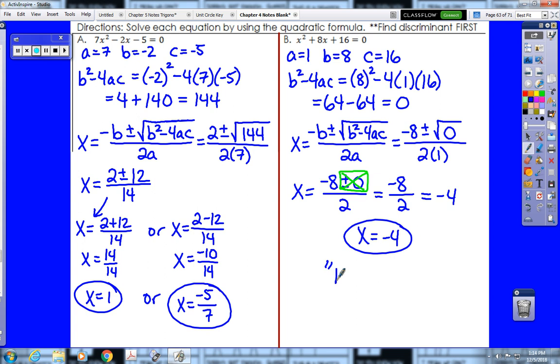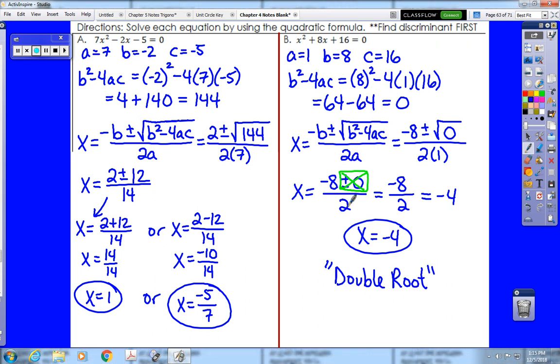Now technically that is what is known as a double root or double solution, because both negative 8 plus 0 divided by 2 and negative 8 minus 0 divided by 2 are negative 4. So that answer would technically occur twice. But this is why there's only one solution when the discriminant equals 0.